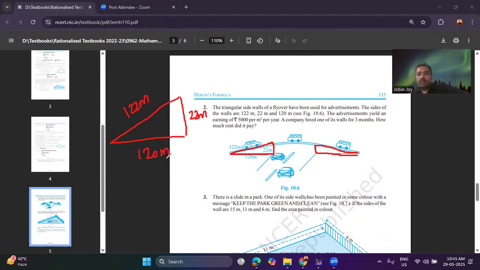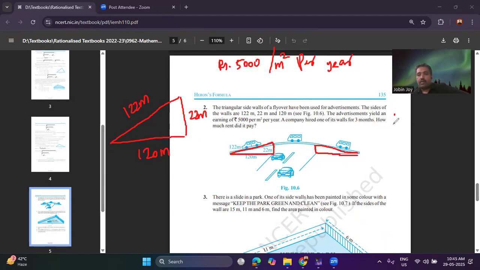The advertisements yield an earning of rupees 5,000 per meter square per year. A company hired one of its walls for 3 months. How much rent did it pay? Okay, so the first thing is to calculate the area. First of all, calculate the area of the side wall. That is our first aim.